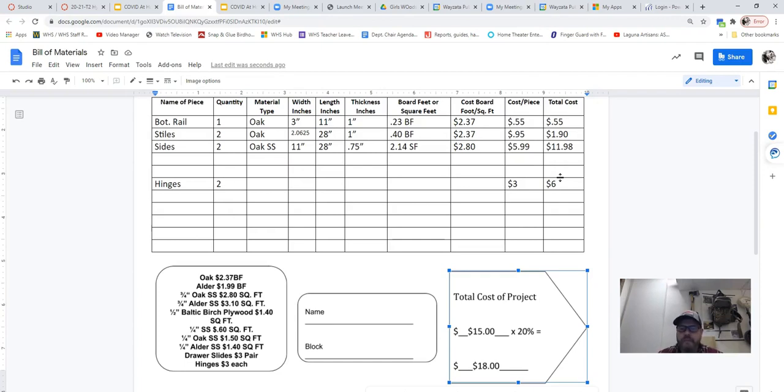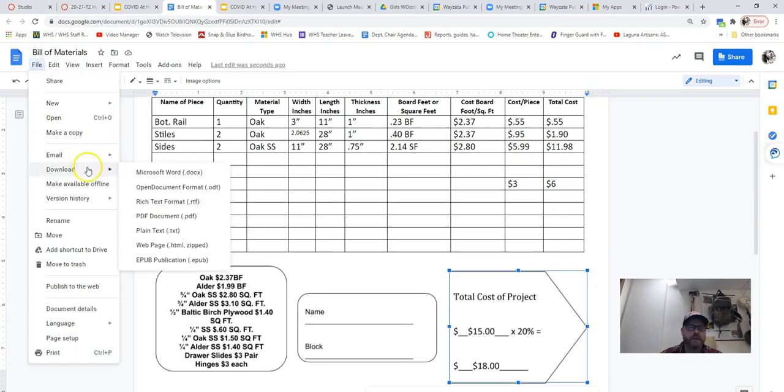So do all this, save it as a PDF. If you don't know how to do that, you'll just go File, Download as a PDF, and that's what you'll upload up to Canvas to get the score for your bill of materials.